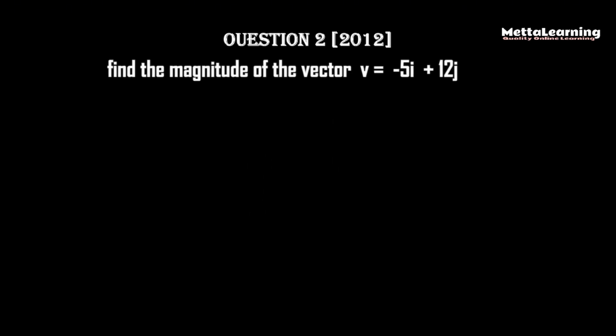Then the next question we'll be looking into is from the Y past question 2012. It says find the magnitude of the vector V equals minus 5i plus 12j. Now, how do we find the magnitude of a given vector? To find the magnitude of a given vector, all we have to do is take the square root of i squared plus j squared. So the magnitude of the given vector equals the square root of i squared plus j squared, all in a square root.